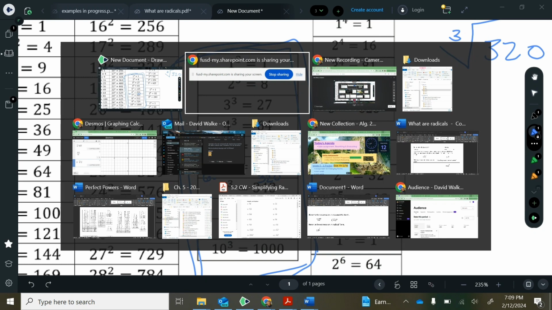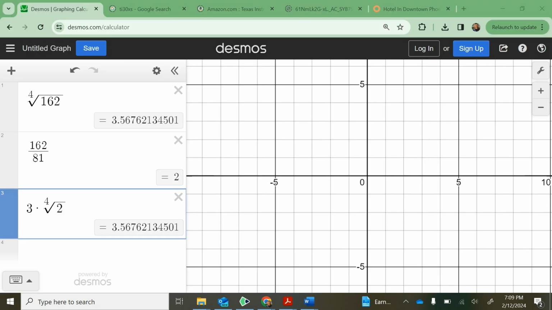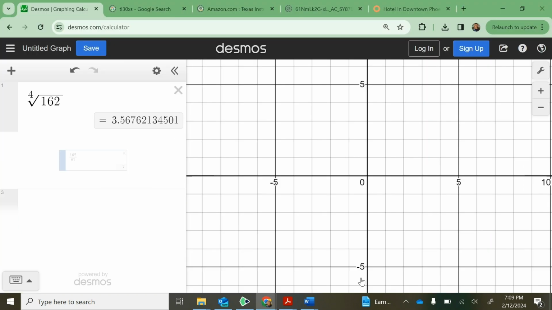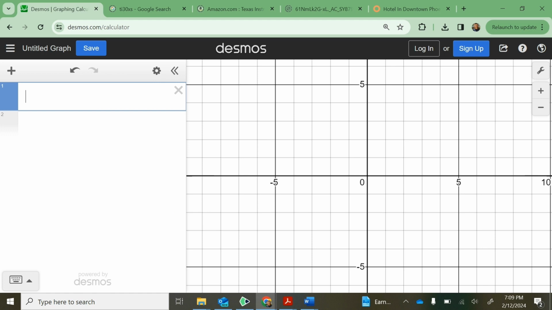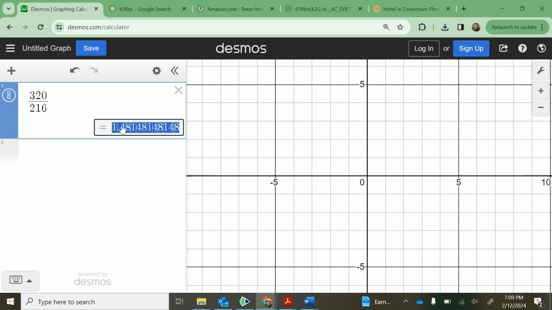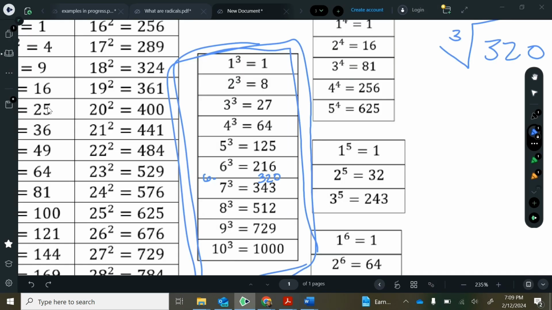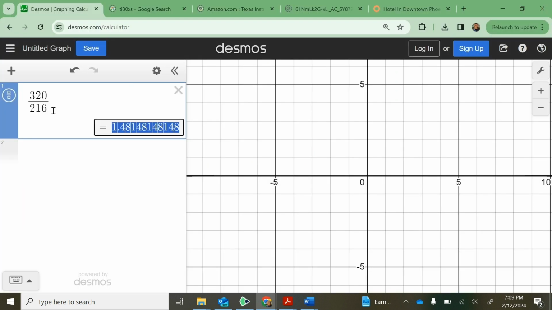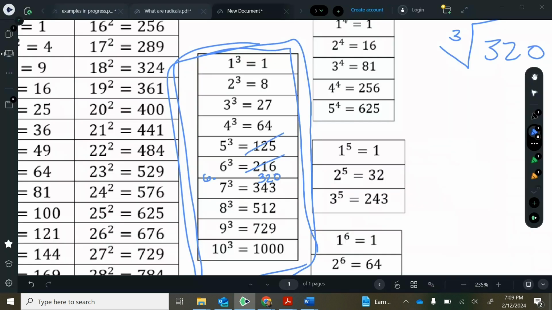I'm going to use Desmos, and here we go. So 320 divided by 216. And notice here I get a decimal, which means 216 is not a factor. Okay, so I could cross that off the list. That one didn't work. Let me check 125. Divide by 125, and again I get a decimal, 2.56. Therefore, 125 is not a factor.